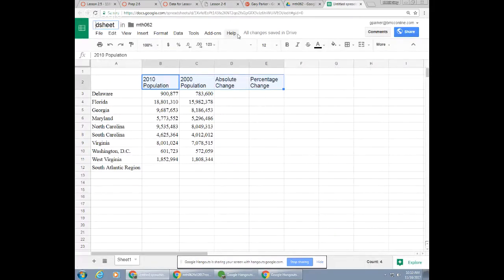Give this a name before I forget. So this is lesson 6, percent change. So you could do it all on a calculator if you want, but I think a spreadsheet's way more useful. So we want to find how much the population has changed from 2000 to 2010. So to do that, I want to take the latter number, 2010, and subtract the earlier number, 2000.